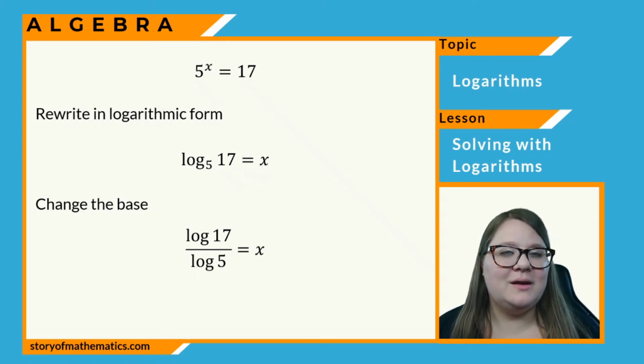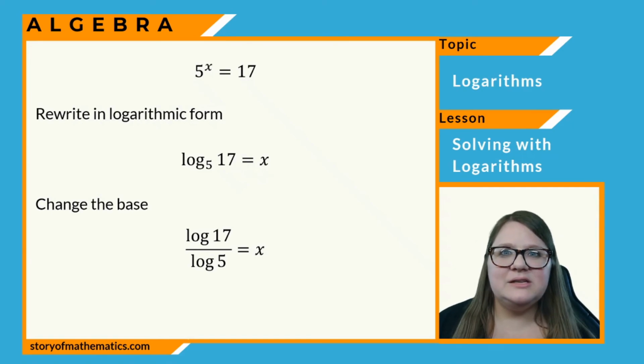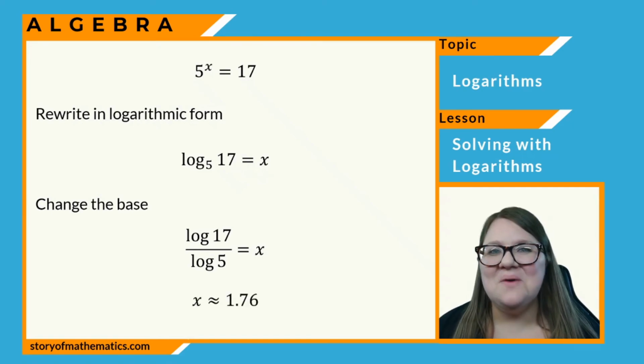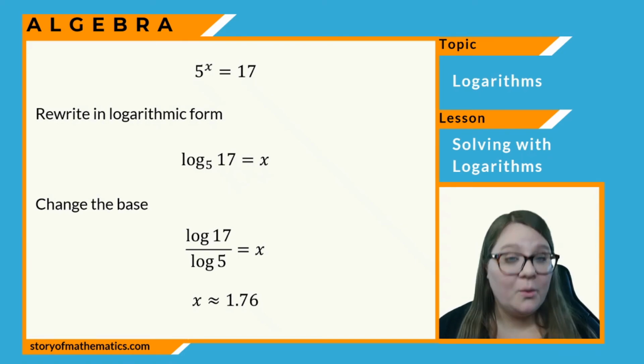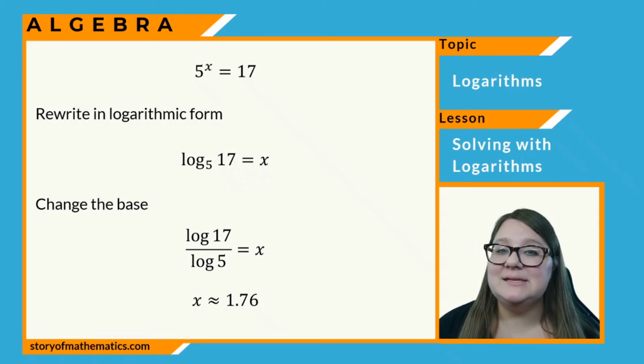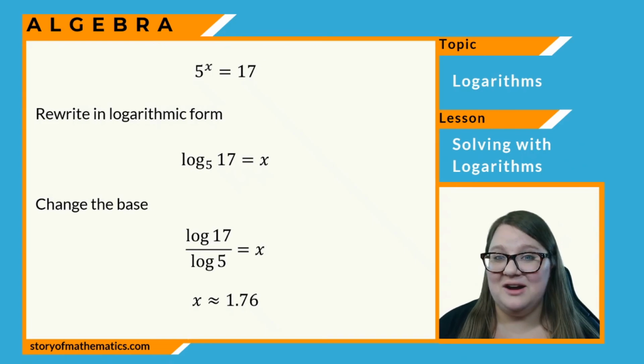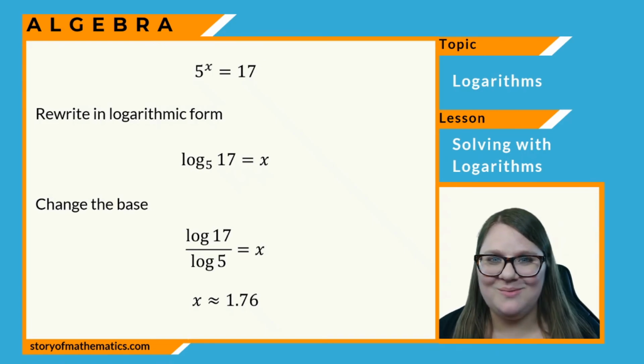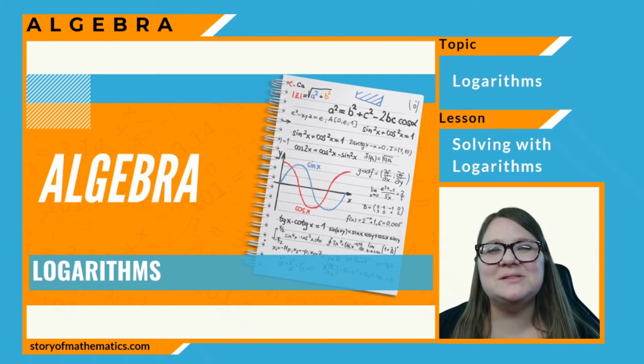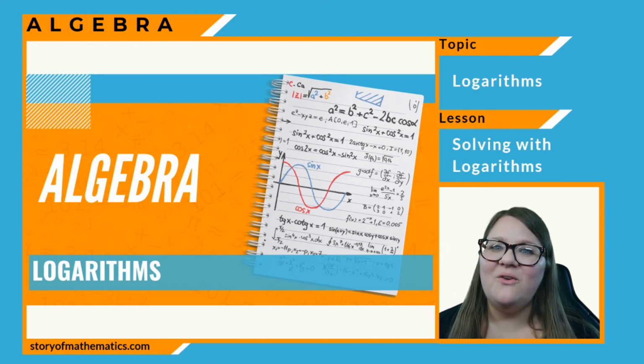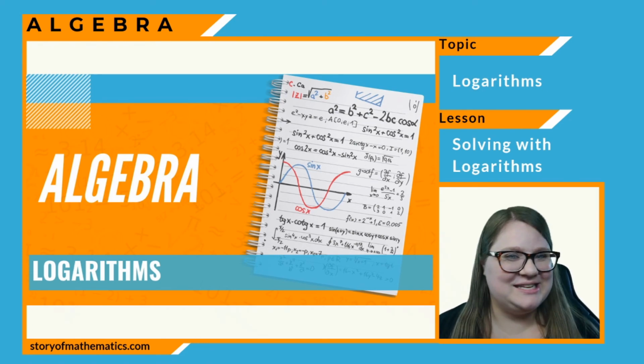Plug that into my calculator and round, let's say, to the nearest 2 decimal places, we get that x is approximately 1.76. Always pay attention to the instructions to see how many decimal places they want and make sure you are checking your rounding. That is how you use logarithmic functions in order to solve for exponents in equations.